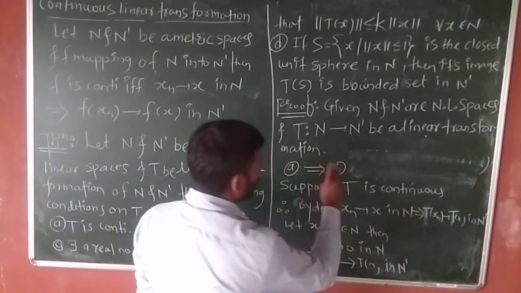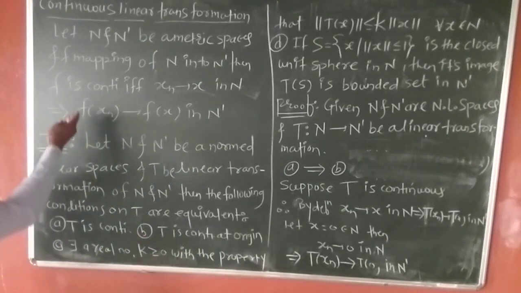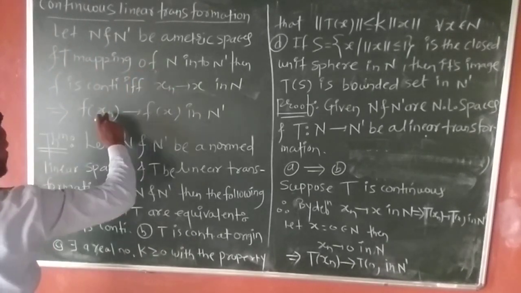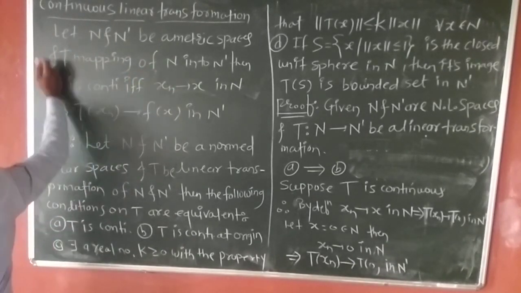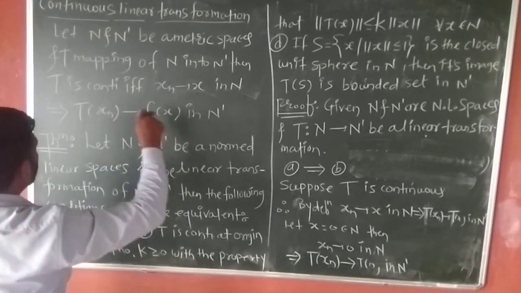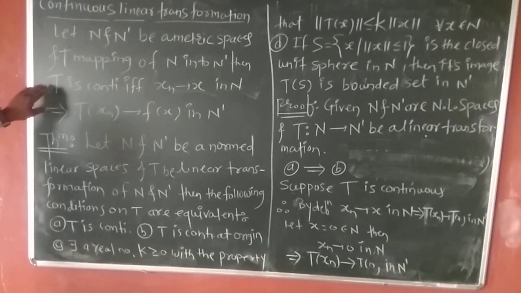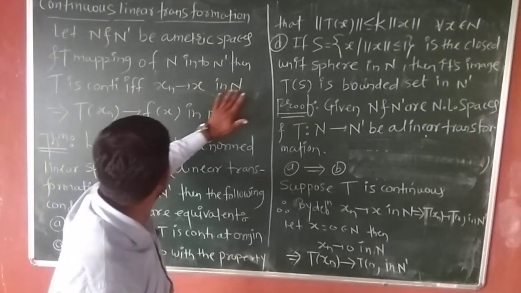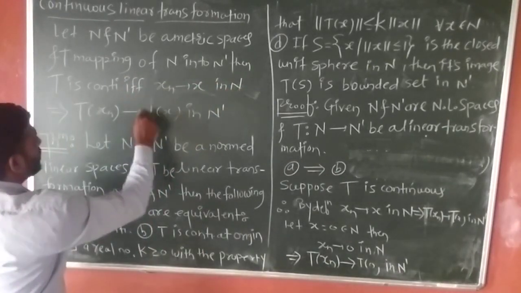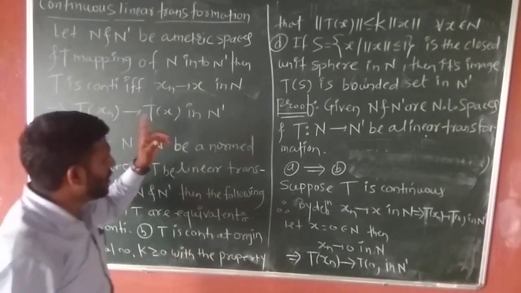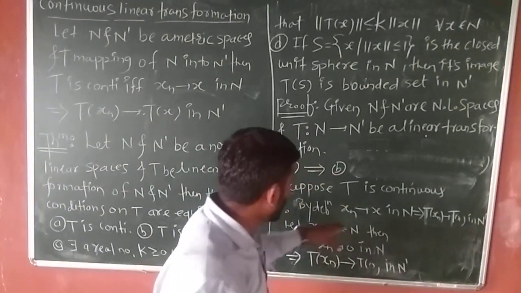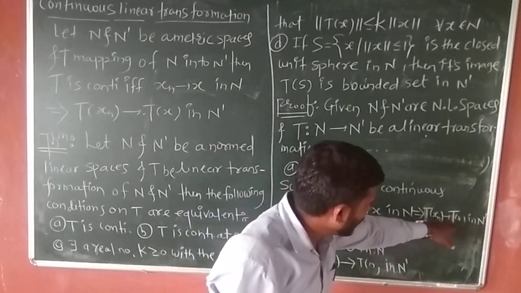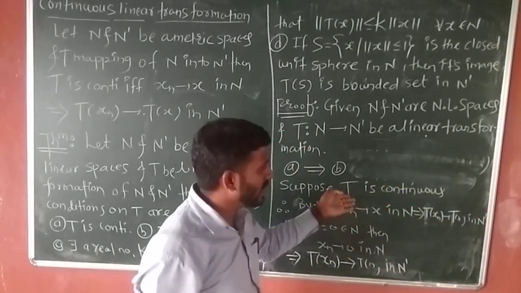Suppose T is continuous, and we have already seen the definition of continuity. Here in place of f, we can replace it by T. So we get the definition of continuity. As T is continuous, that means x_n tends to x in N implies that T of x_n tends to T of x in N dash. If we consider x_n tends to x in N, we have to show that T of x_n tends to T of x in N dash. But we are given that T is continuous.